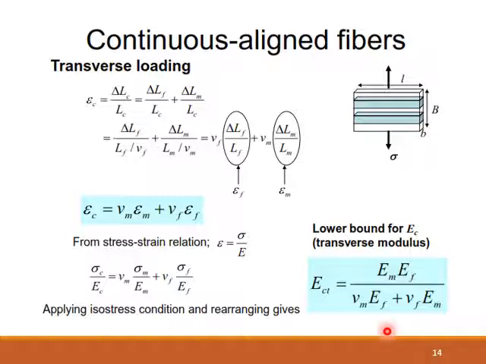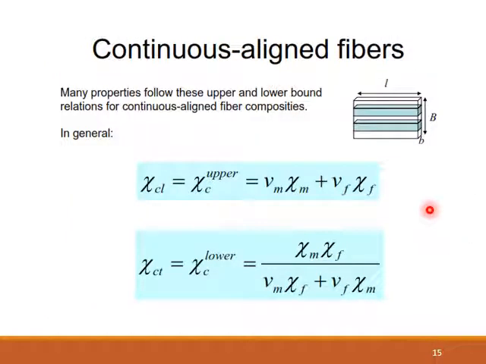So the essence of this rule of mixture theory is that it now allows you to be able to predict the property of the material. So what it now means as a summary in general is that many properties will follow this upper and lower bound relation for continuous aligned composite. So our upper bound is now equivalent to the longitudinal loading condition, which is the isostrain condition. That is this. While our lower bound will now be equivalent to our transverse loading condition, which is the isostress condition.